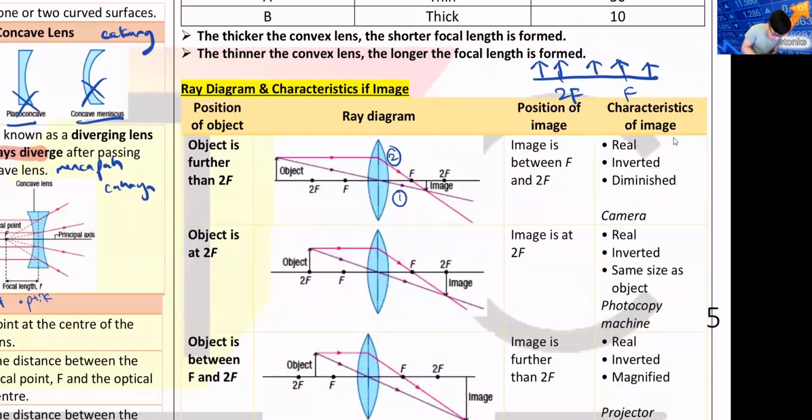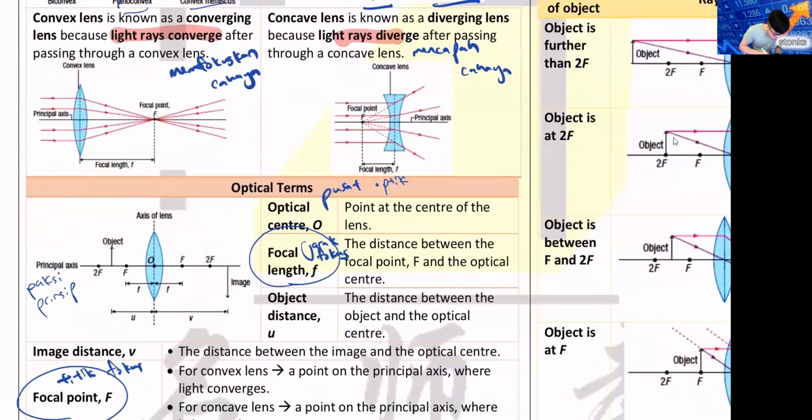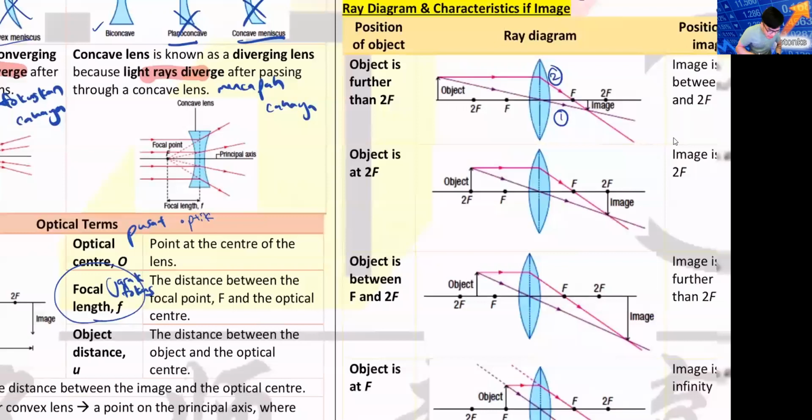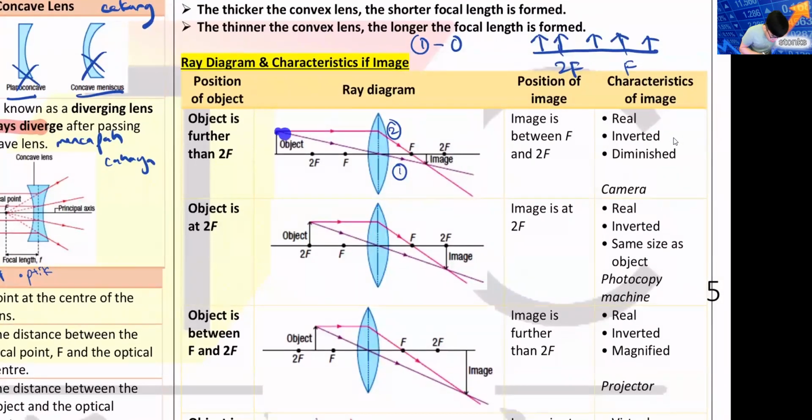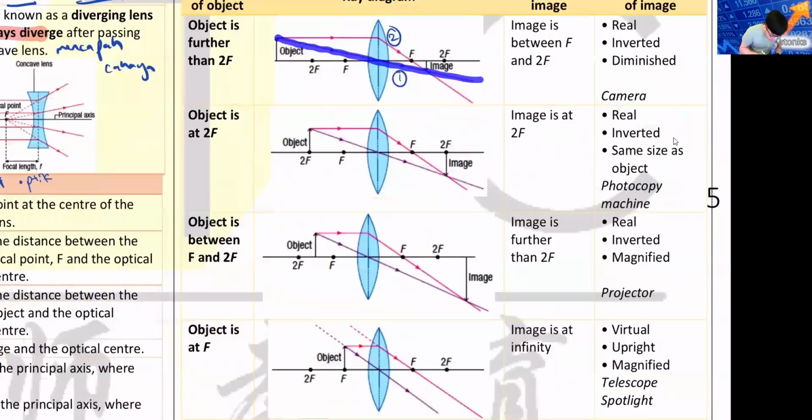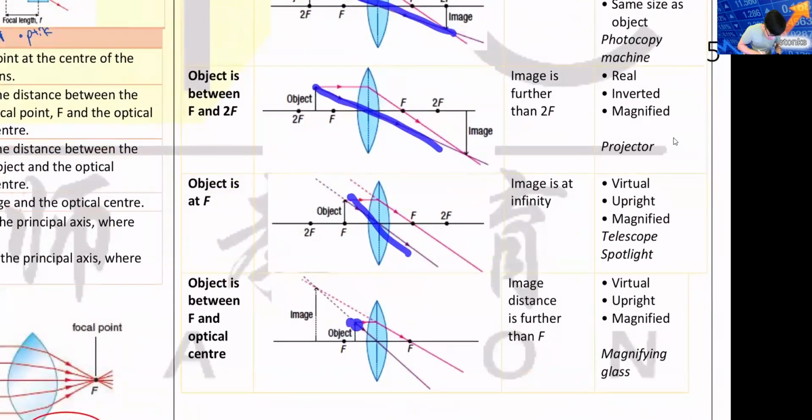First line always goes through O, which is the optical center, the pusat optik. And as I said, anything that goes through O, the line is going to be straight. No bending, no whatsoever. So you see, the first line going through O, straight, no bending. That's your first line.